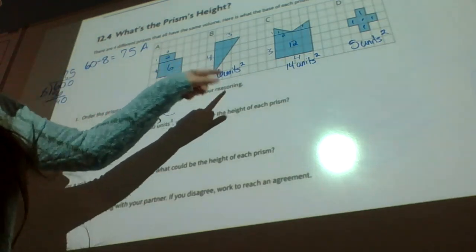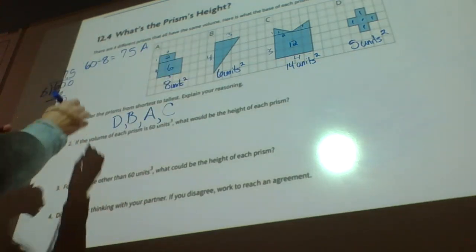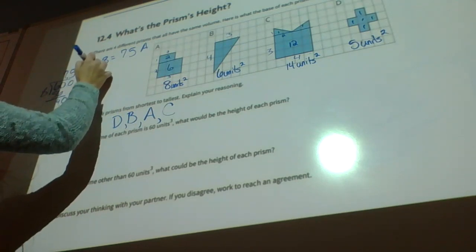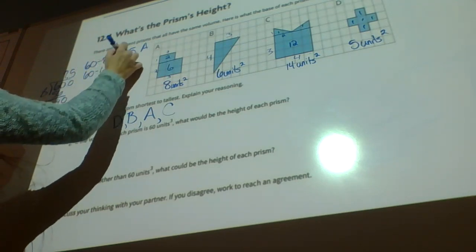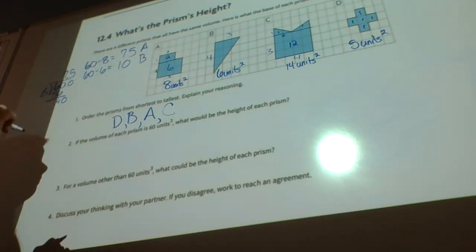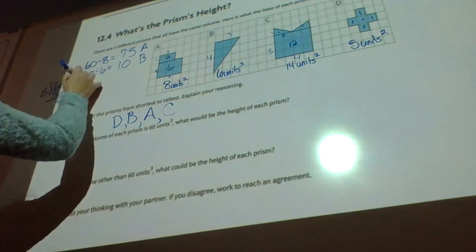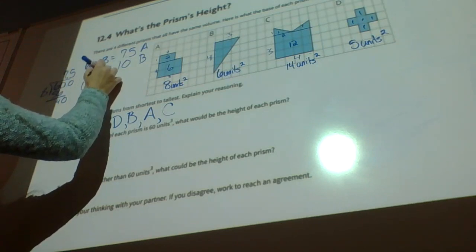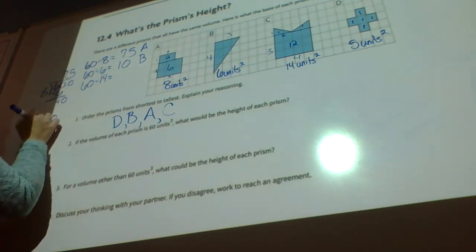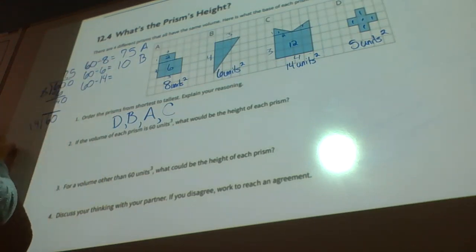Now on B, we have 6, so we're taking 60 divided by 6, and we're going to get 10 for B. For C, we're going to take 14 and divide by that, so 60 divided by 14.